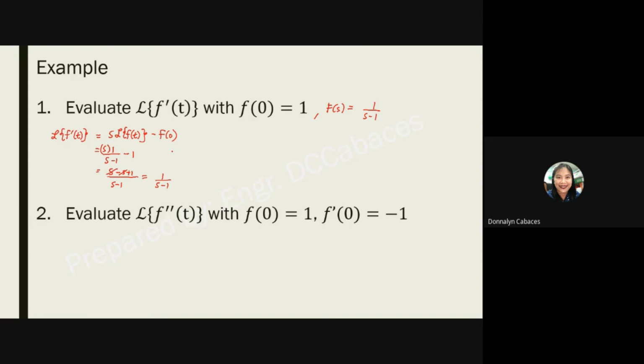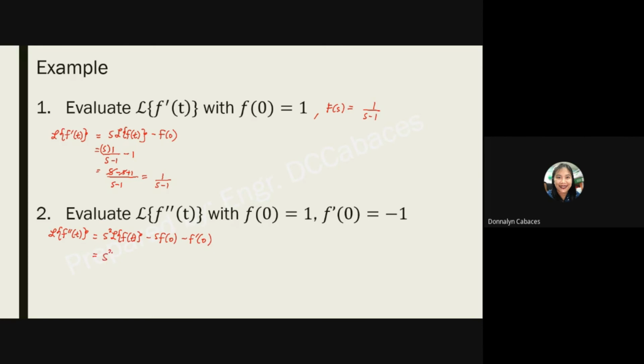And then for sample problem number 2, evaluate the Laplace of f double prime of t with given f of 0 equals 1 and f prime of 0 to be equal to negative 1. So the Laplace of f double prime of t from the equation that I showed you is equal to s squared, the Laplace of f of t, or again, this is simply your f of s, but there's no given f of s this time, minus s times f of 0 minus f prime of 0. That is our formula for the second derivative.